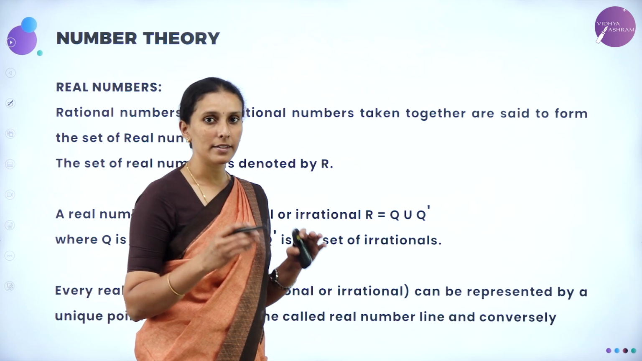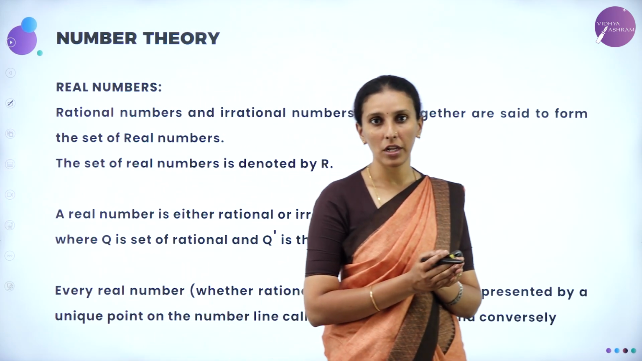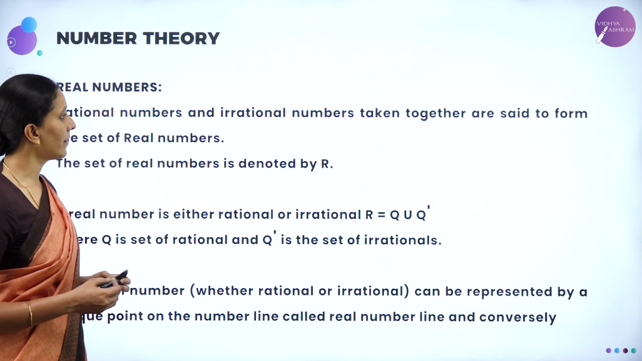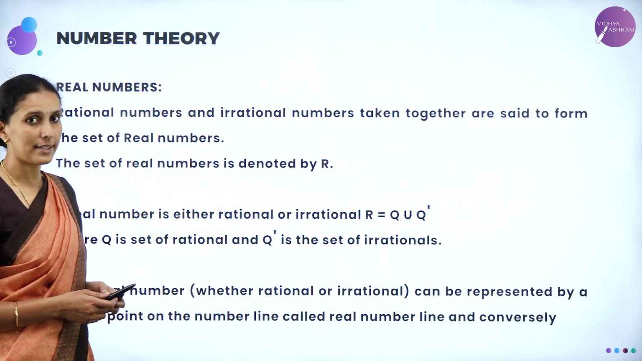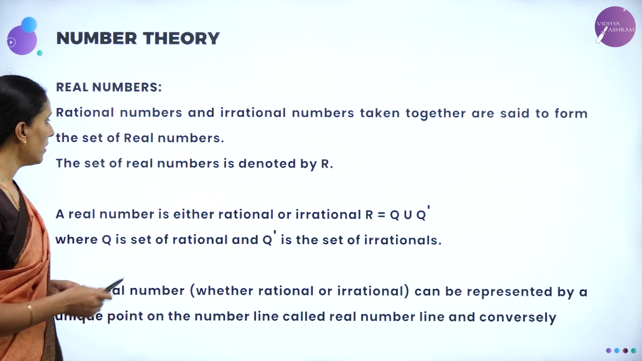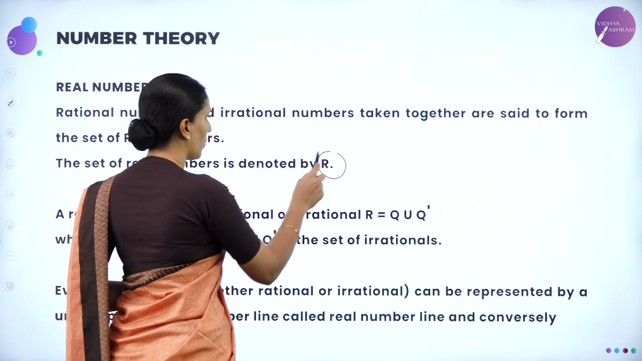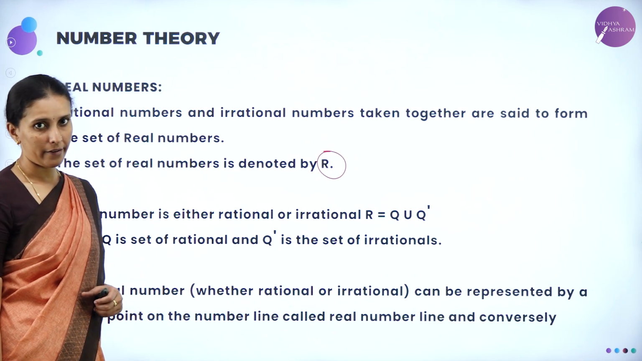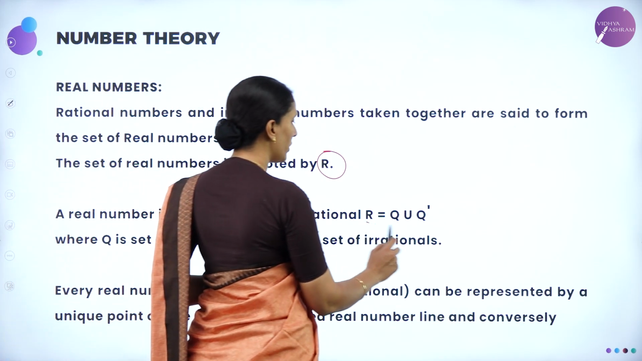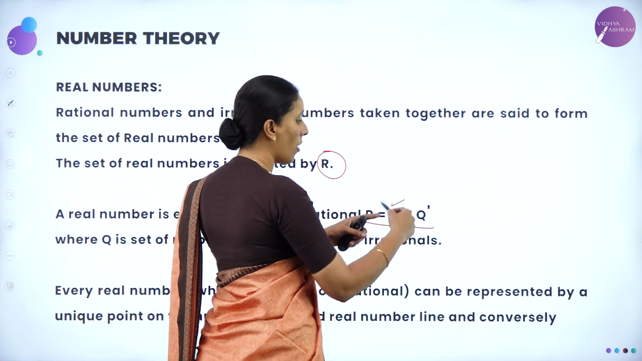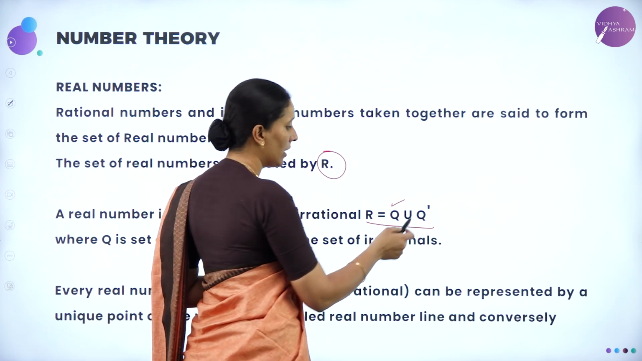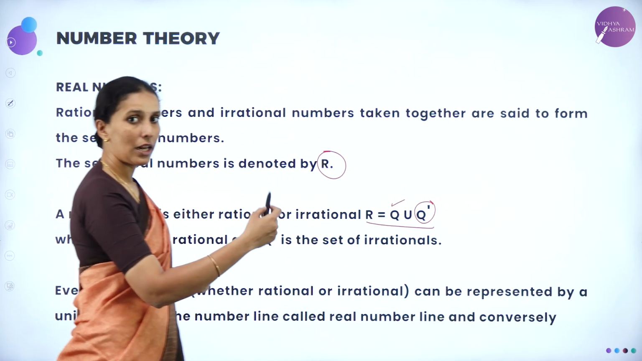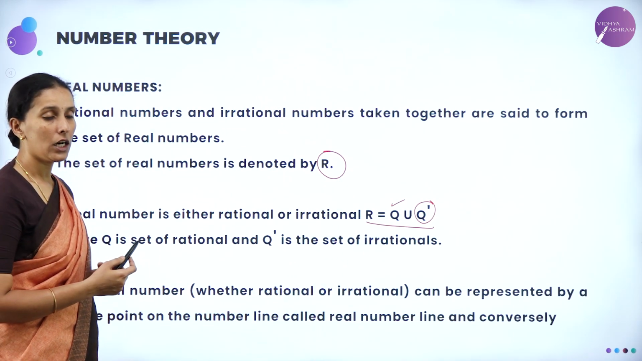Next we come across the type of number system which is the real number system. A real number is nothing but the union of all rational numbers as well as irrational numbers. So rational numbers and irrational numbers taken together form the set of real numbers, and the set of real numbers is always denoted by R. So a real number is either rational or irrational. It is always the union of rational and its complement, which is irrational. That's why we have represented it in the form of Q dash. So the union of rational and irrational numbers is the real numbers.